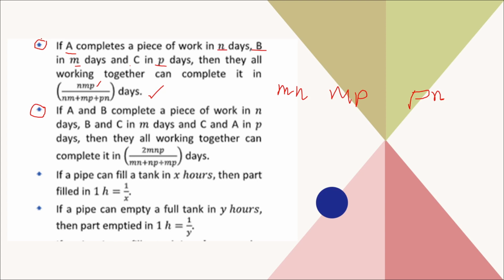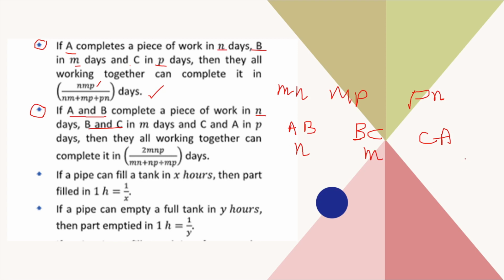Now A and B are working together. What is the combination we have taken? A and B working together, how many days do they require? n days. Then the combination is B and C. So the combinations are AB, BC, and the third one is CA. A and B working together are doing a piece of work in n days. B and C working together are doing it in m days.